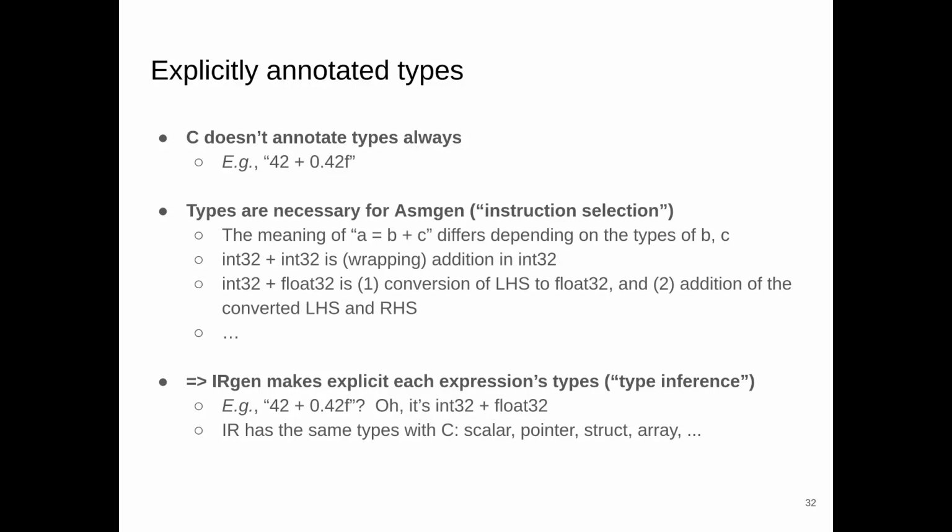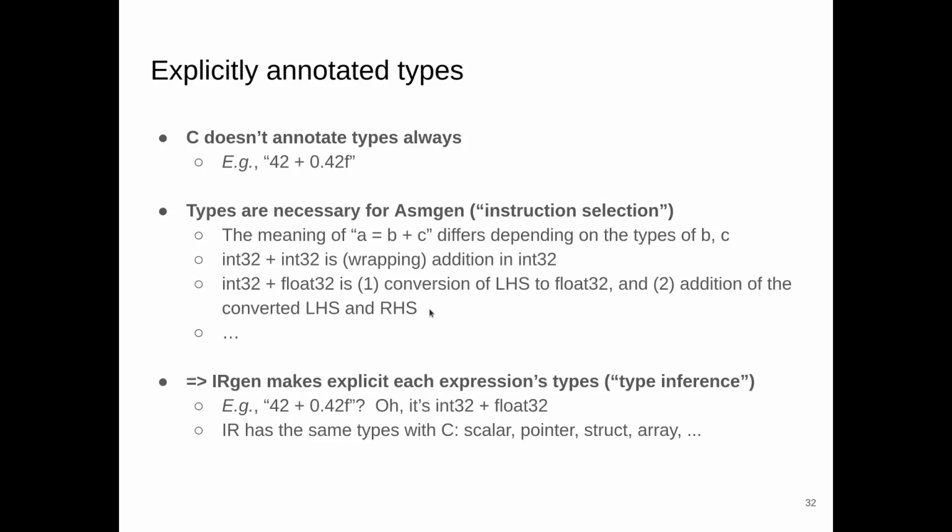The reason we need to discover this information is that it is very naturally necessary to generate assemblies, because we need to select the instructions depending on the types. For example, the meaning of this plus, A equals B plus C, depends heavily on the types of B and C. If B and C are integers, then it is just addition in integers. And if it is an integer and a float, then as I said, we first need to convert this integer variable into a float, and then add the two float values into the summation.